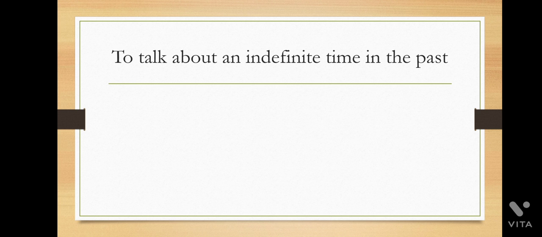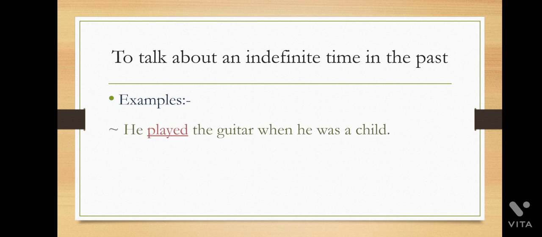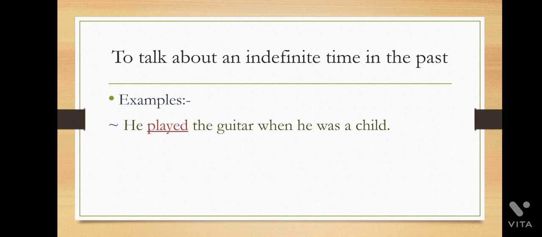So it can be used to talk about an indefinite time in the past. The last point was about the definite period of time. But here simple past tense can also be used to talk about indefinite time in the past. Let's see the example. He played the guitar when he was a child. When he was a child, जब वो छोटा था, that time he played the guitar.